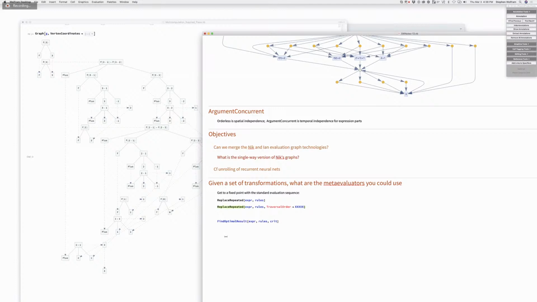So that's different from find optimal result, which says try all possible paths that lead to fixed points and return the one that maximizes the criterion, let's say. And then there's obviously a path version of that where you also could return the path, and this is exactly like find replace path. This, well, no, I'm sorry. There's another case, which is the find replace path case.